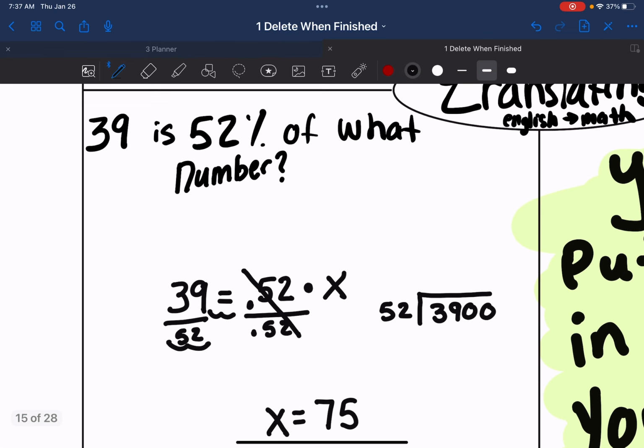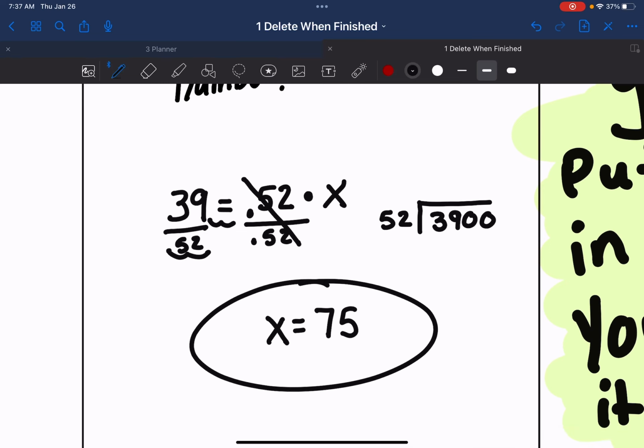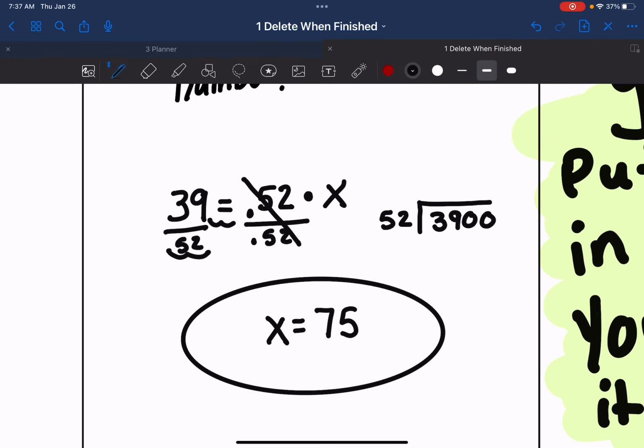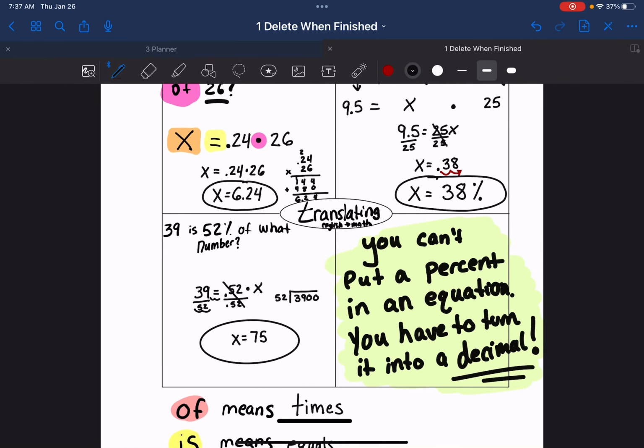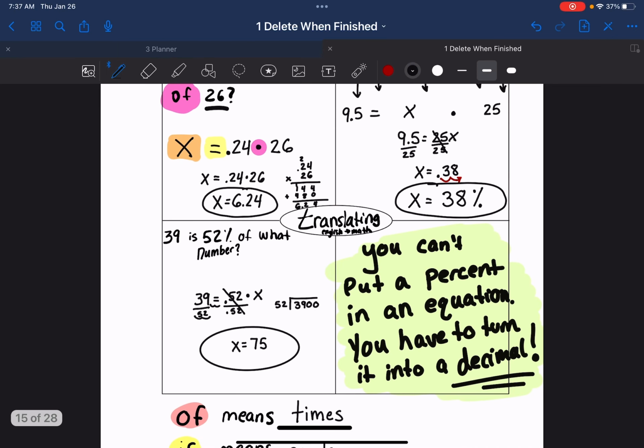Now I'm looking back up. Did they ask what percent or what number? If they're asking what number, you're going to leave it as a plain old number, okay? Just like that. Lovely. So that's essentially the lesson. All you're doing is translating this sentence into an equation and then just solving for the unknown. It's actually pretty simple, I think. Like I said, I prefer this over the percent proportion.